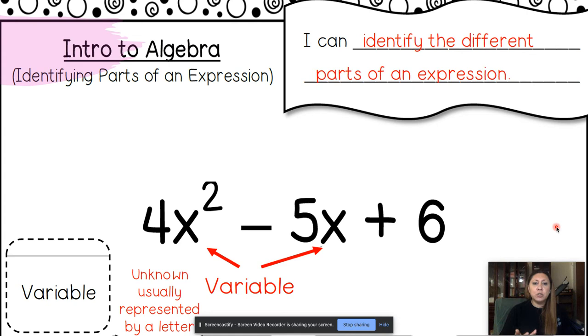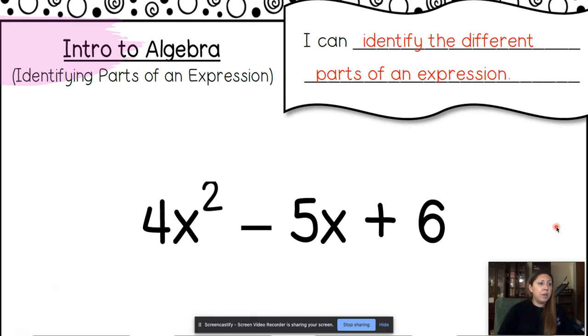Just make sure that you do pay attention to a preference that your teacher might have. Some teachers might want all of your variables to be x's or all of them to be n's or all of them to be their initial. Just be mindful of what your teacher is looking for.